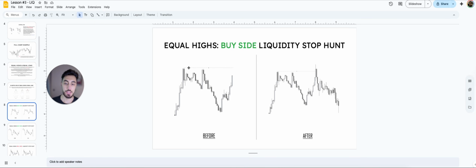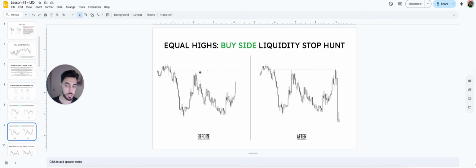Take a look, the equal high here. You see? The first one and the second one. It's pretty much respected. If I draw a line here, you can see this is pretty much a line. So it's respected. Traders think this area is going to be a beautiful resistance to sell, and some are looking for buy stops here. But again, what's going to happen? Price is going to take both sides. That's it.